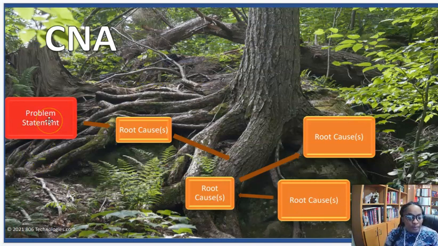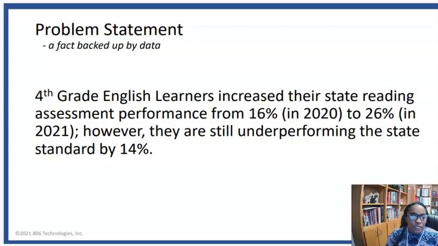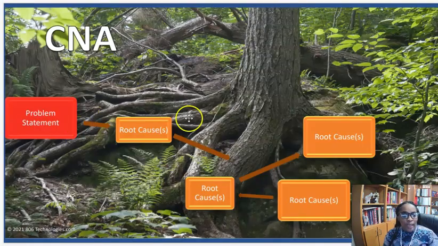So you have a problem statement. Then you go and look into, from our problem statement, what is the root cause? So let's take our previous example of the English language learners. With our English language learners, they increased the state reading assessments from one year to another. However, they're still underperforming the state standard. So what is the root cause? Why is it that they are underperforming?